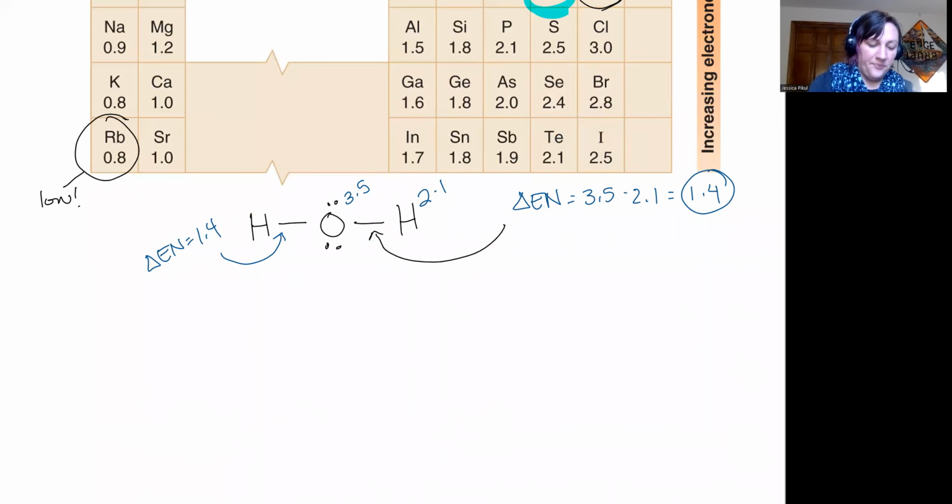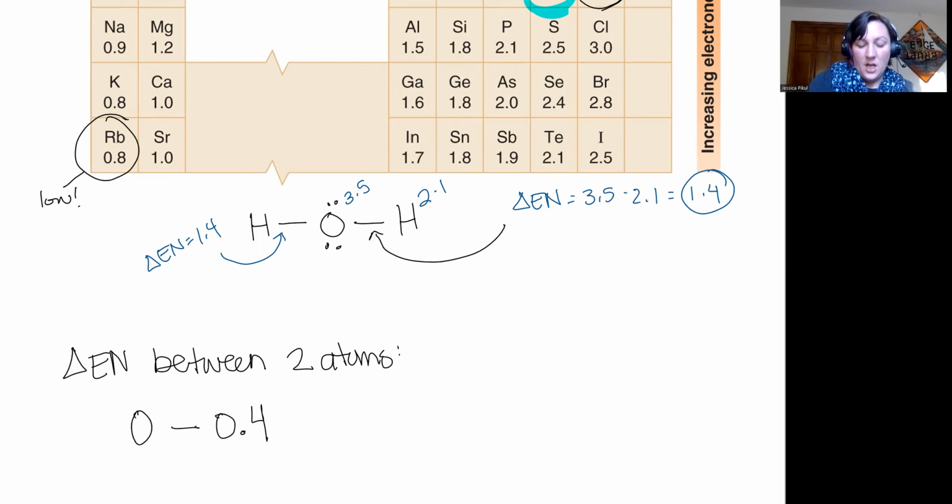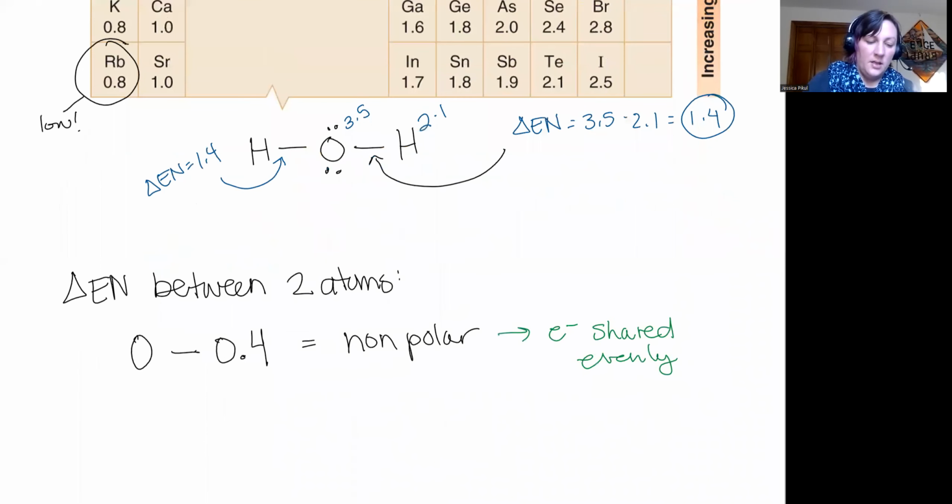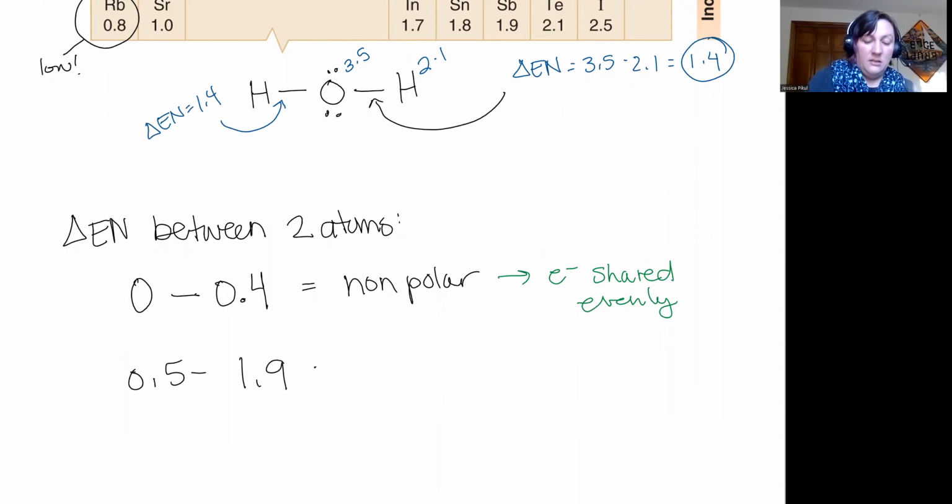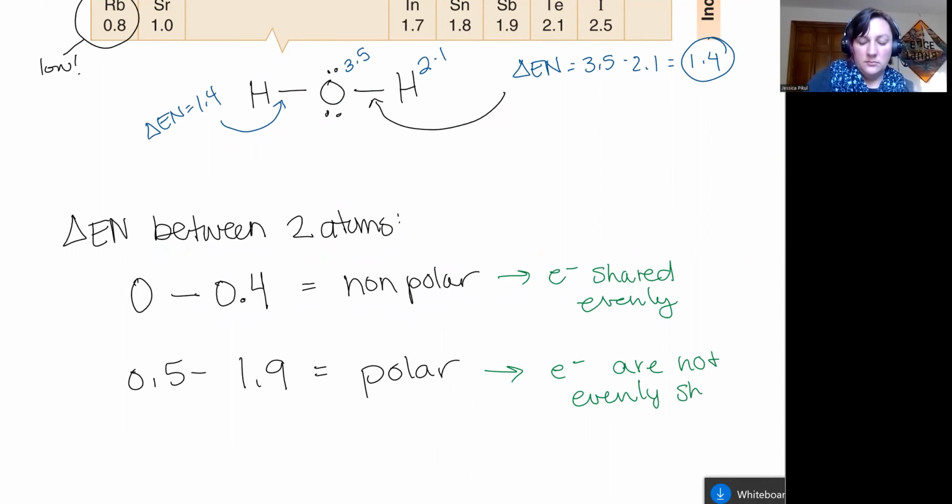So we're going to have categories here. If the electronegativity difference between two atoms falls between 0 and 0.4, we're going to call that a nonpolar bond. This means that the electrons are shared evenly-ish. If it falls between 0.5 and 1.9, then we're going to call this a polar bond. This means that the electrons are not shared evenly, and so you would have a partial positive and a partial negative charge. You can represent that with a dipole arrow.